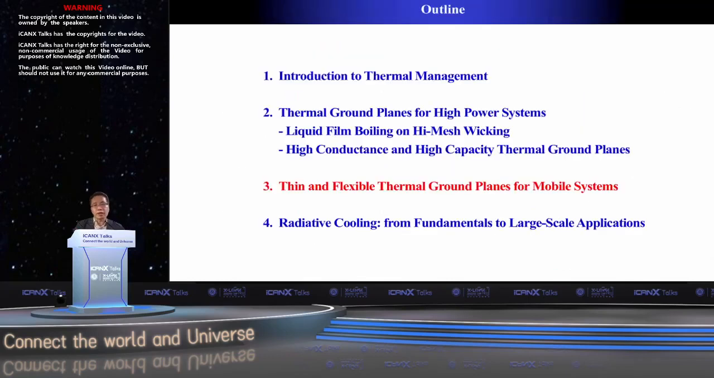Now this is on one particular topic, as I mentioned, high power electronics. There are interests in mobile systems as well. And as I mentioned, when I made the slides, I tried to fit into the advertisement. It's IoT, right? The easy way to think about it is, right now, I believe everybody in the audience carries a smartphone. And that smartphone is the easiest IoT device you can think of. So I'm looking into making thermal ground planes or heat spreaders for mobile systems.